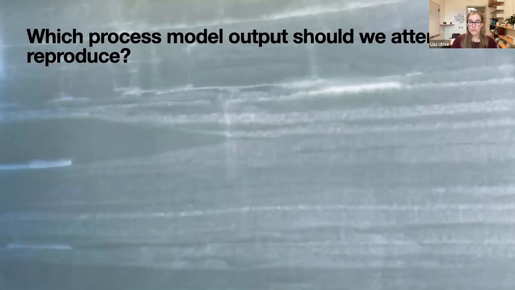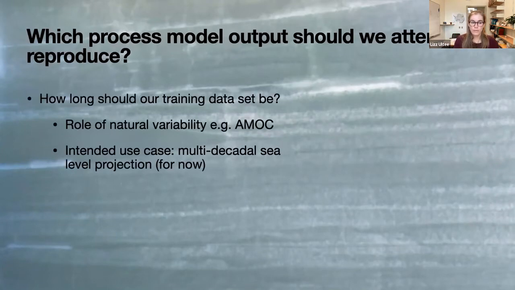The first question that we need to address is which process model output we should attempt to reproduce. And there are a couple of sub-questions that we want to think about when we're identifying what process model output is useful for us. So first, how long should the training data set, or the process model output that we're trying to reproduce, be? We need to think here about the role of natural variability.